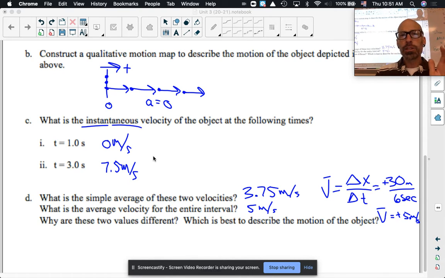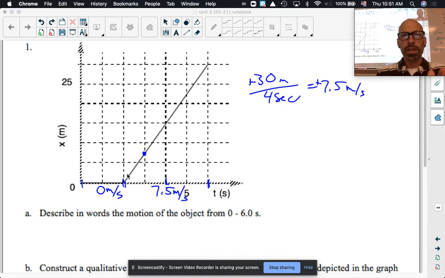Unless the object is doing the same kind of motion the whole time interval, then the simple average can't work. The only time the simple average can work is if you have the same kind of motion happening for the whole interval. We have two different kinds of motion happening.